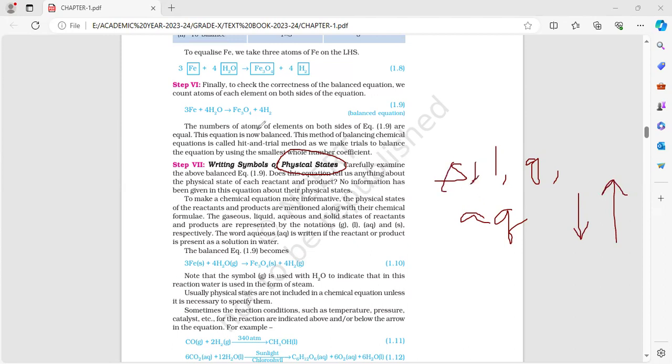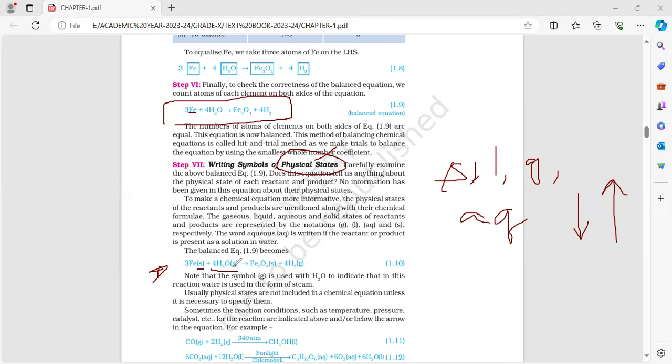So after balancing, we need to write the physical state also. Now tell me, iron is a metal, right? So it will be in solid state, so I have written S here. Now what about H2O? Very, very important here. Water is given in which state here? Gas. So why, sir? Why should water actually be in liquid state?